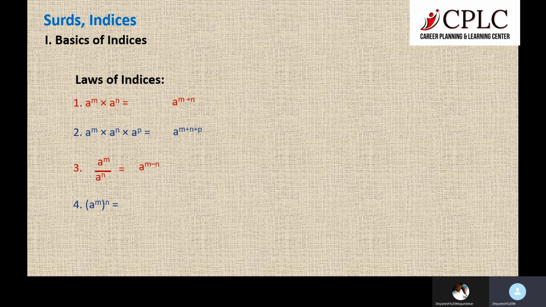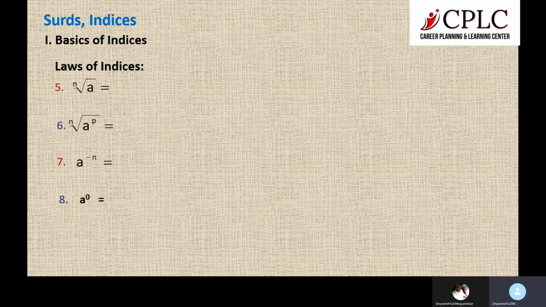A raised to m the whole raised to n, powers will be multiplied, we will get a raised to mn. Fifth one, nth root of a is a raised to 1 by n. Sixth one, nth root of a raised to p is a raised to p by n. A raised to minus n is 1 upon a raised to n. A raised to 0 is 1. Anything raised to 0 is 1, provided the base is not equal to 0.